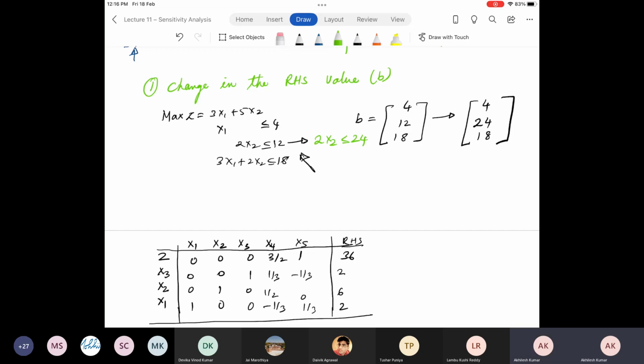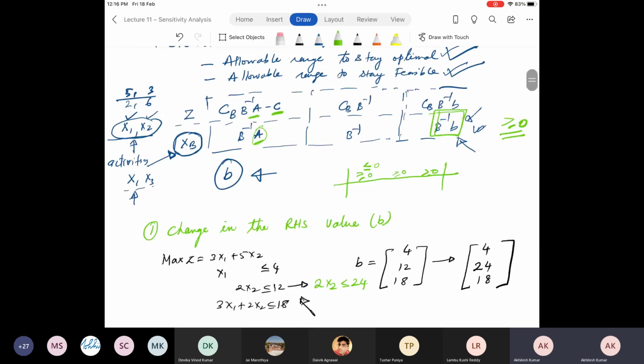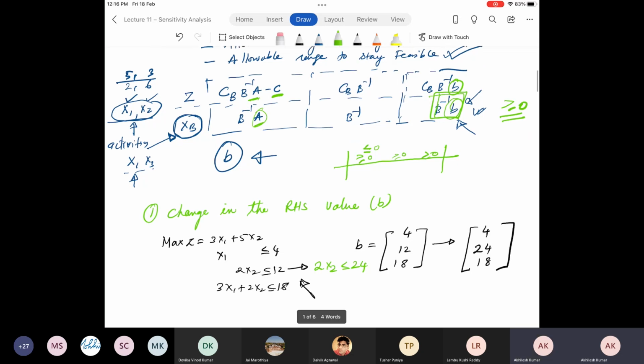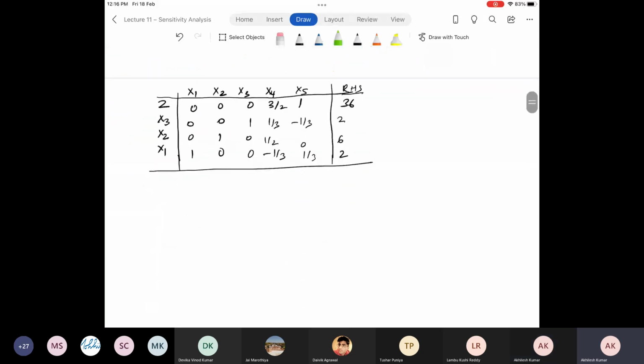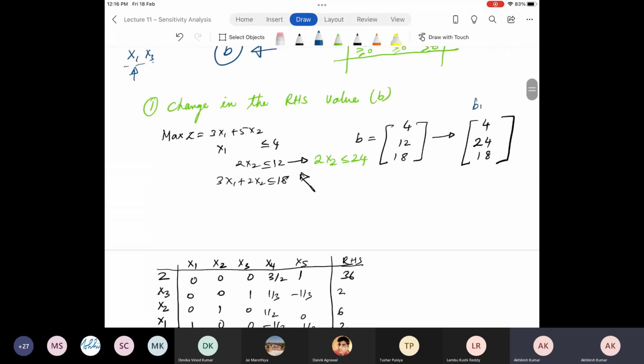So what we need to do is, let's look at this table. Where exactly B is affecting. These are the 2 points B is affecting. So I will first calculate new B inverse B. Let me call it B new, this guy.